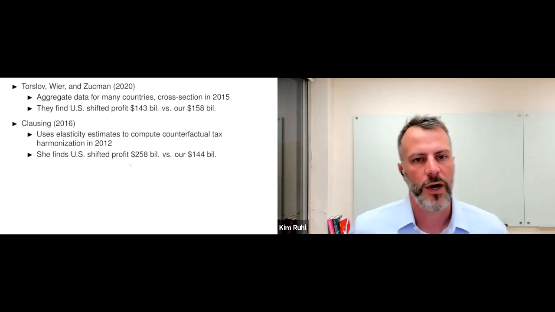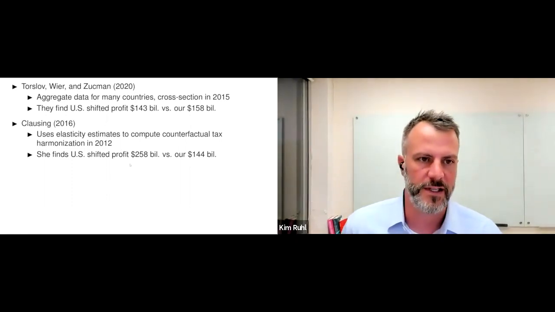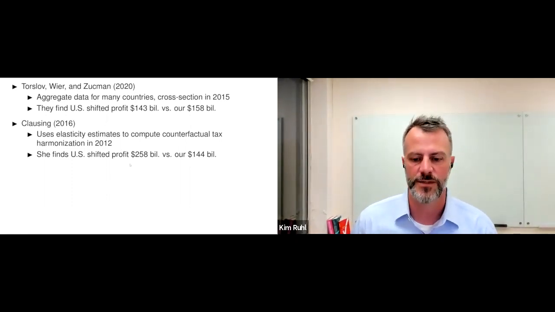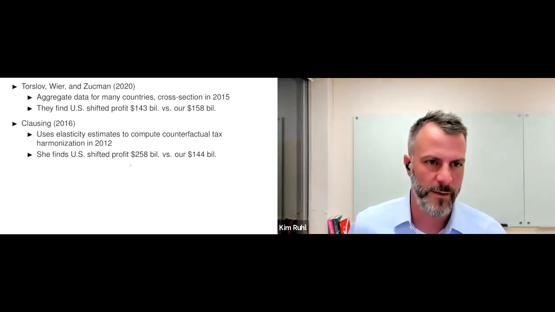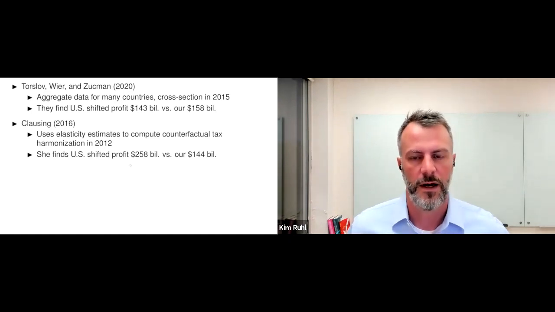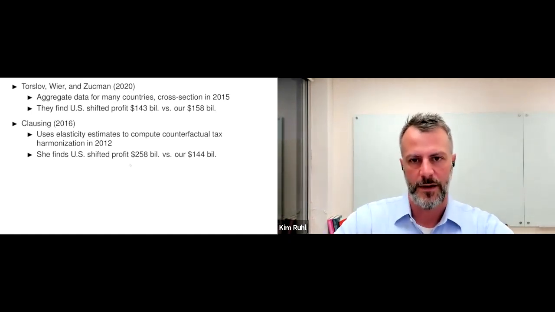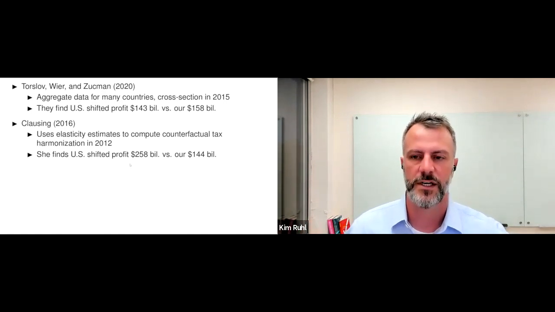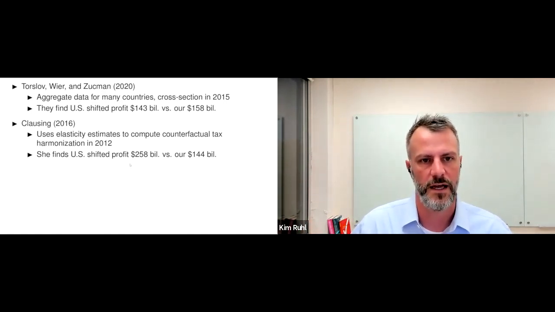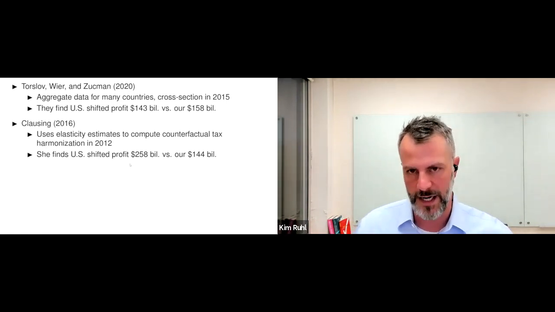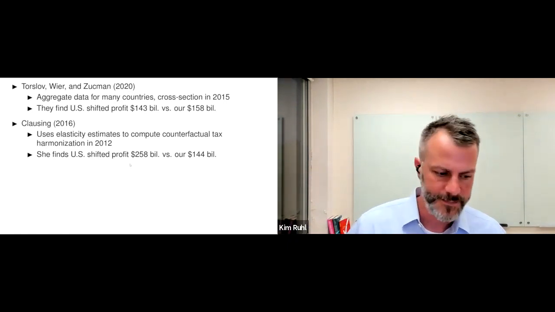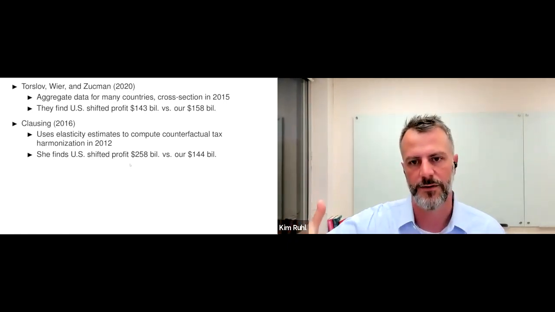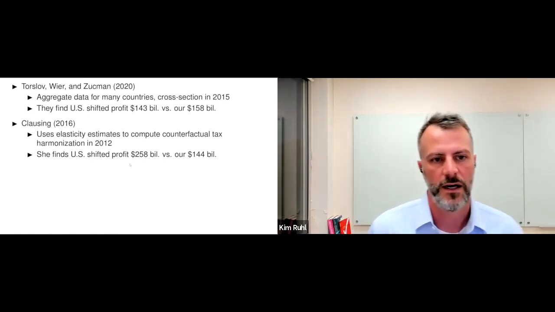A quick comparison of what we're doing to some other papers in the literature. The paper kind of closest to us in terms of approach and kind of methodology is this paper by Torslav, Weyer, and Zuckman. They're doing basically a cross-section. Originally a cross-section in 2015. They've expanded a bit since then. So they're looking at aggregate data, which lets them kind of look at profit shifting in many different countries. But with the kind of drawback that they're restricted to looking at cross sections.